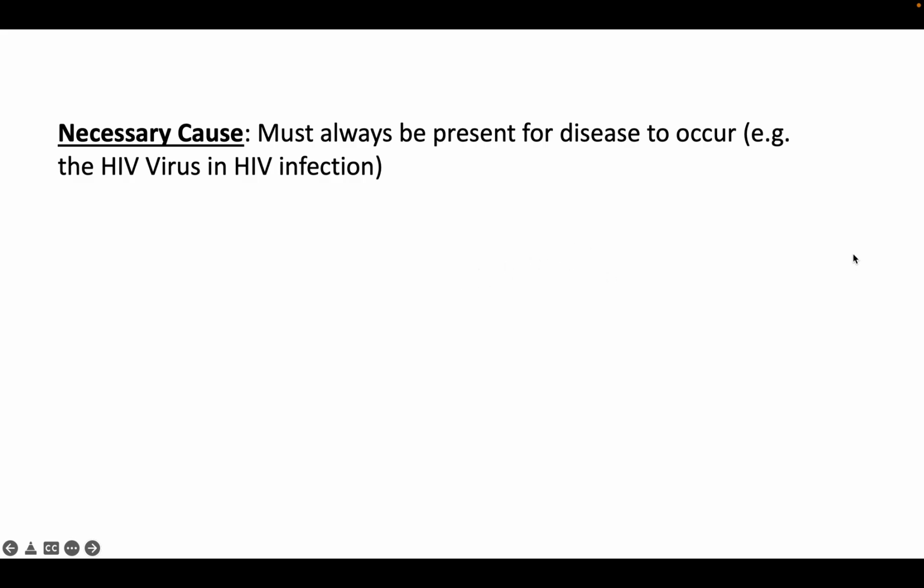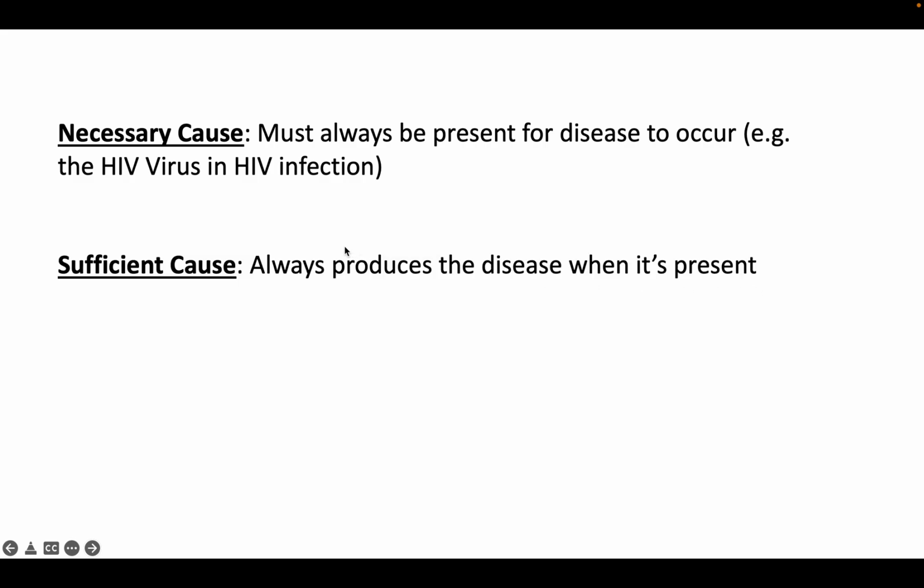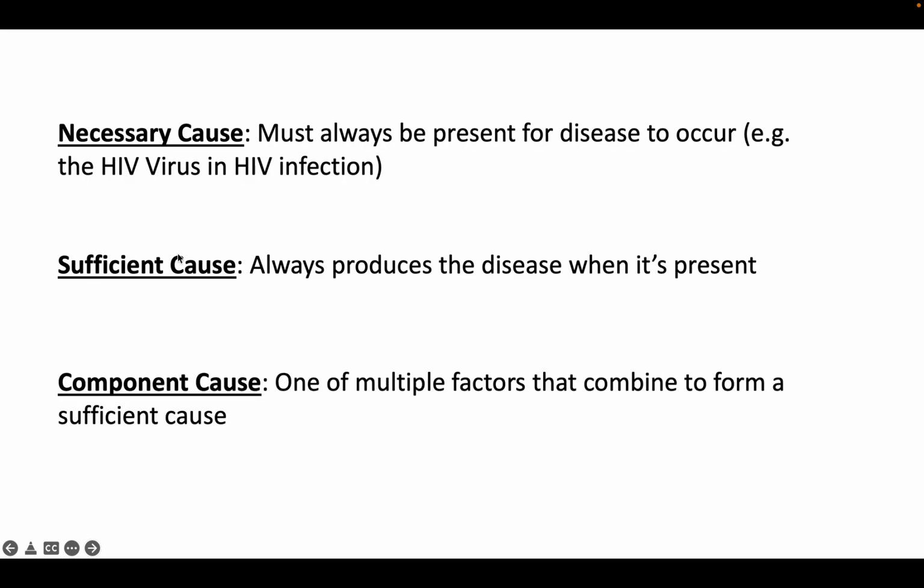So I said it before, a necessary cause, this is where I'm going to formally define it, is it always needs to be present for the disease to occur. Like HIV infection can't happen without the HIV virus. And although there's many different component causes, the necessary cause needs to be part of every one of those separate component causes. The necessary cause will play some role. A sufficient cause always produces the disease when it's present. And a component cause is one of multiple factors that can combine to create a sufficient cause.